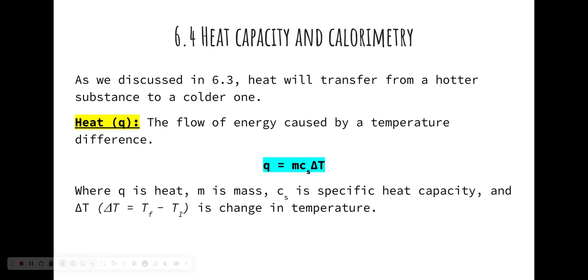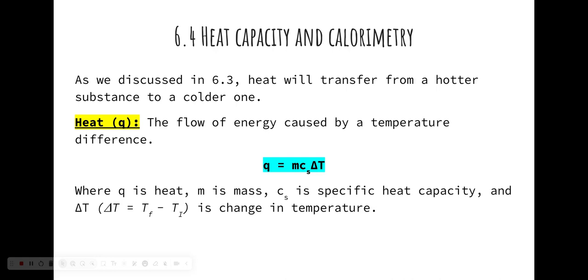Today we're going to be talking about 6.4, which is on heat capacity and calorimetry. So, as we discussed in 6.3, heat will transfer from hotter substances to colder ones, right? So heat is just the flow of energy caused by a temperature difference. The way that we calculate heat is we can use this formula.